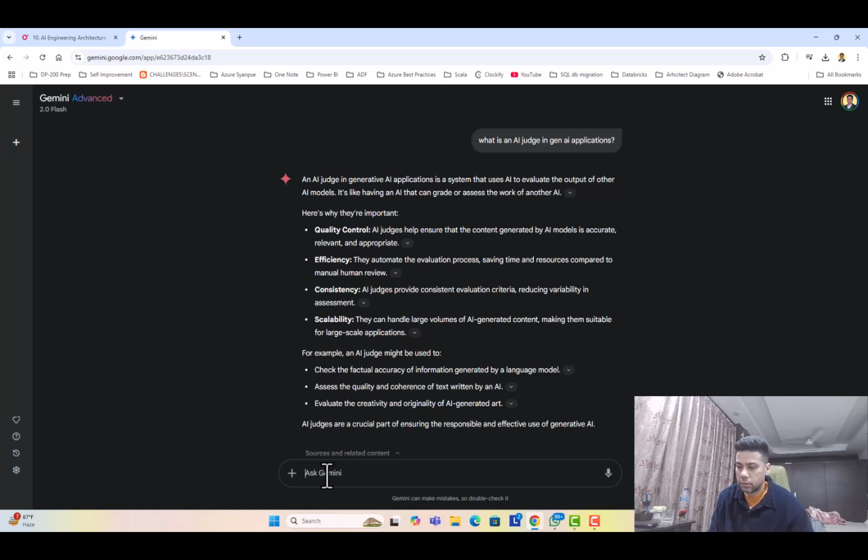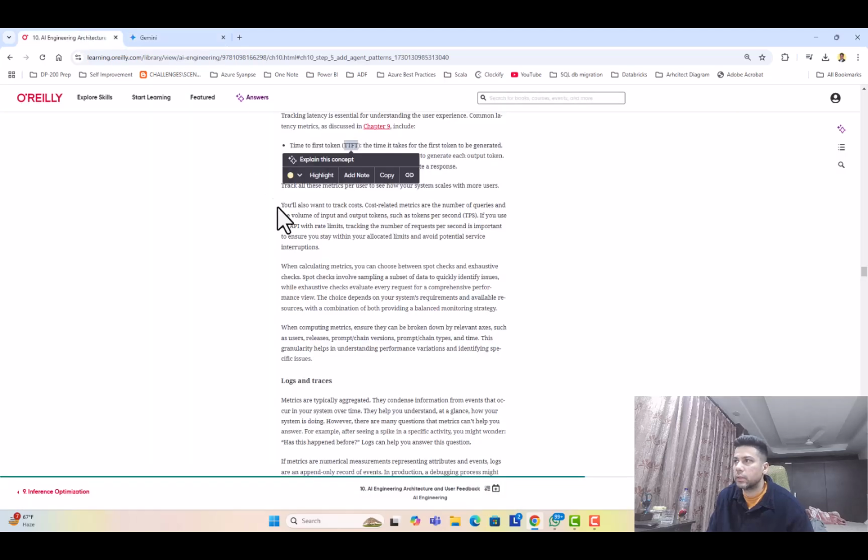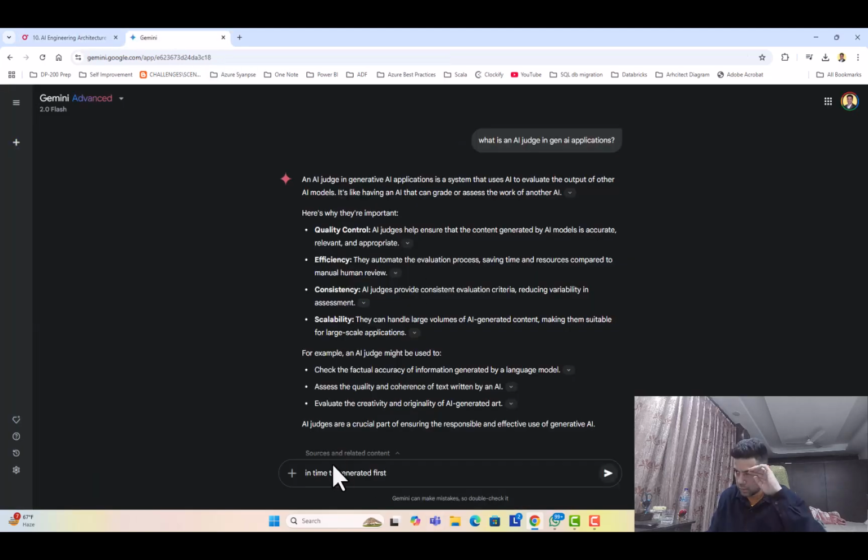Time taken to generate first token, right? TTFT, time taken to generate first token. What does token refer to here? Is it an individual chunk of the query or the entire query?